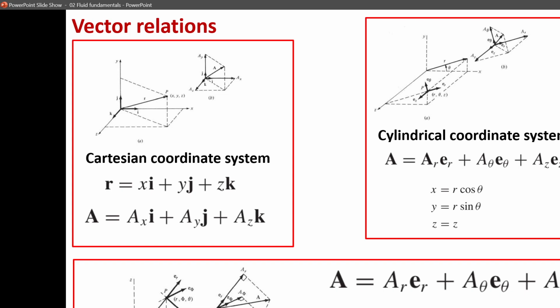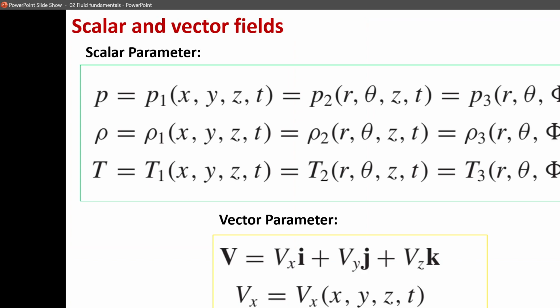We usually use the Cartesian coordinate system in our analysis, but there will be cases in which you have to use the cylindrical coordinate system. It's a two-dimensional cylindrical coordinate system, so you have to be comfortable with this. And we're going to solve ample example problems to make sure that you are comfortable.